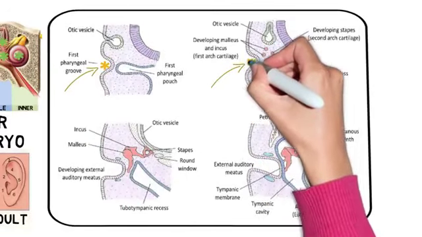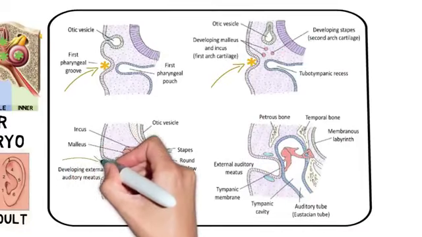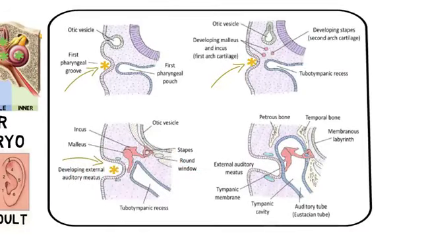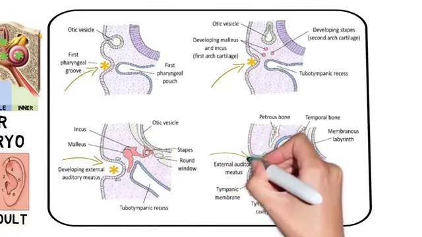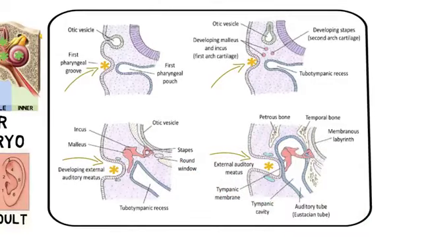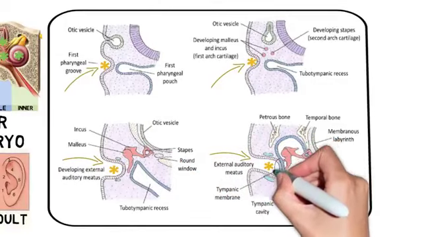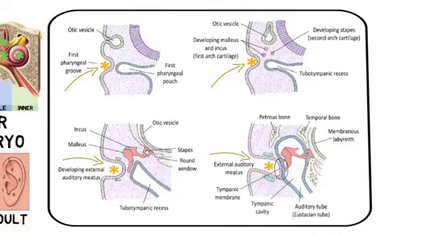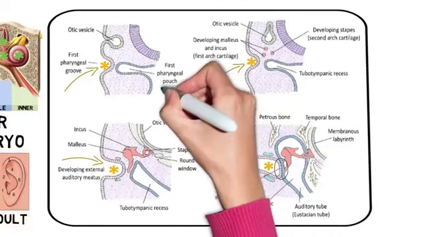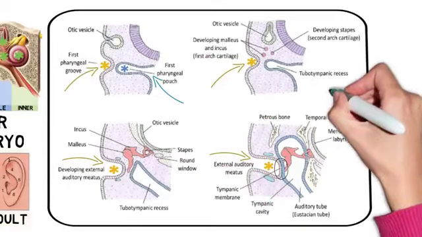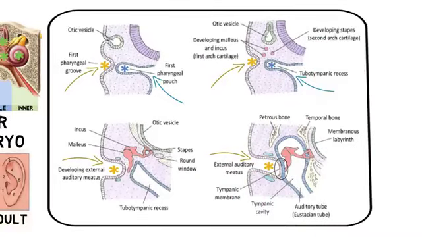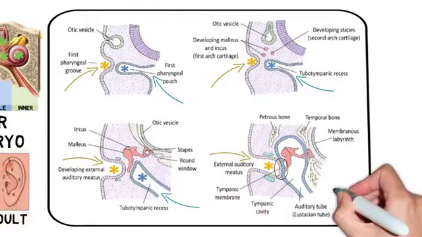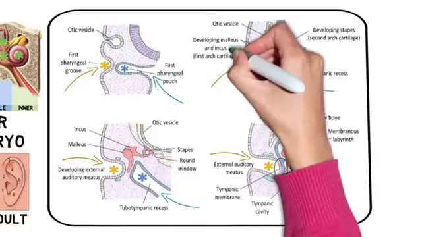A continuation of the thin skin of the pinna lines the entire external auditory meatus and also the outer surface of the tympanic membrane. The ectoderm of the first pharyngeal groove fuses with the endoderm of the first pharyngeal pouch to form the tympanic membrane. The first pharyngeal pouch is lined by endoderm and will develop into the future tympanic cavity of the middle ear.